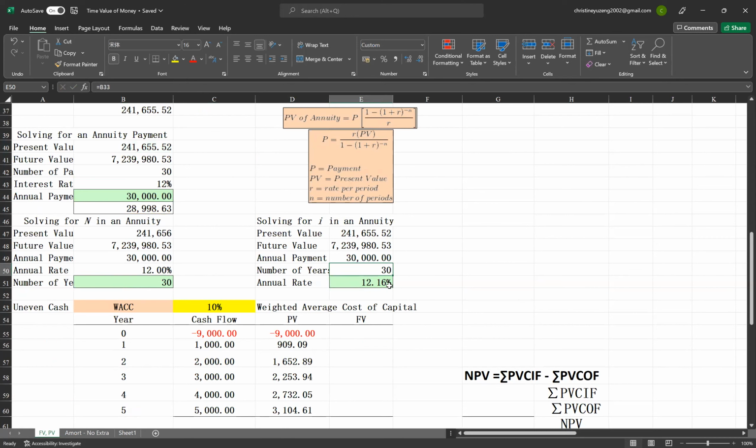Okay, and let's see your annual rate. First is your NPER. NPER is E50. That's correct. And then your PMT is E49. Okay, that's correct. And then you're using now your FV, right? E47.